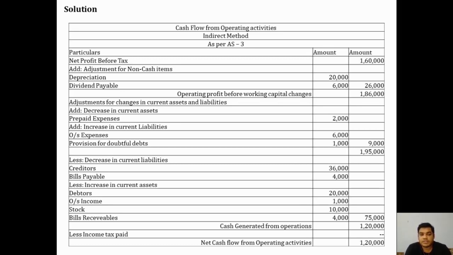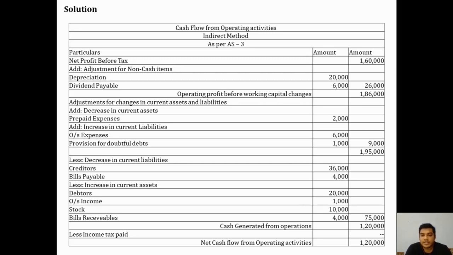Now here second sort of adjustment is that is subtraction of decrease in current liabilities and increase in current assets. So creditors value has been decreased to 36,000, bills payable value has been decreased to 4,000. Those things we have to subtract. As well as the current assets value for debtors, outstanding income, stock, bills receivable has been increased. So all the increased value has to be subtracted over here. So together the total of decrease in current liabilities and increase in current assets will come up to 75,000. So if we subtract 75,000 from 1,95,000, the answer what we get is cash generated from operations, that is 1,20,000.